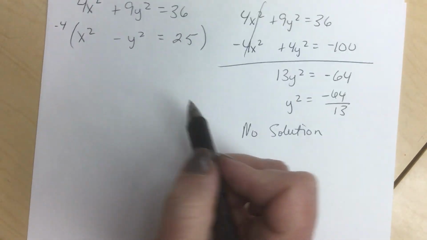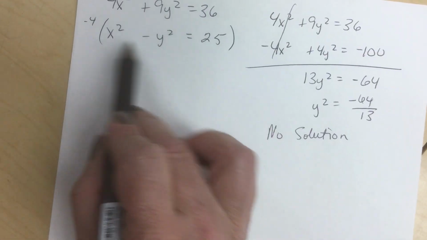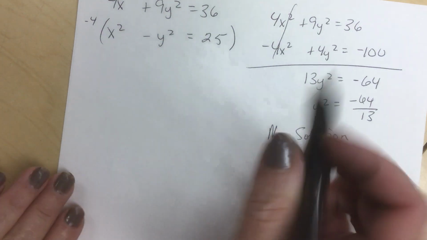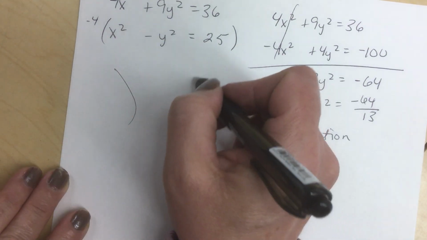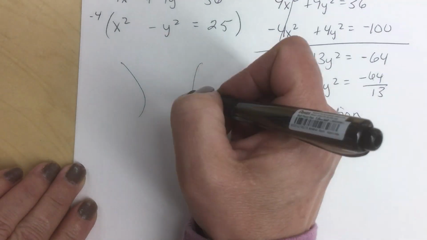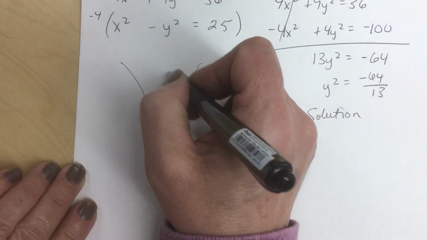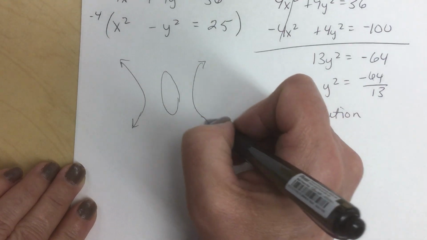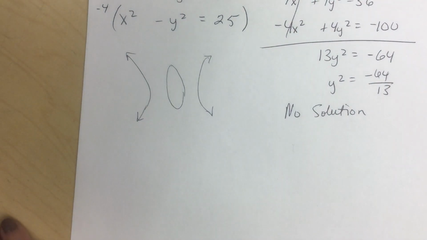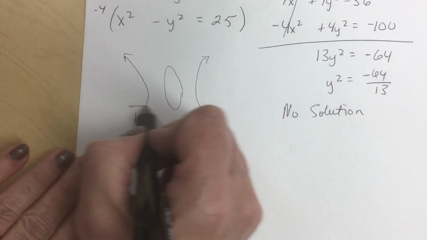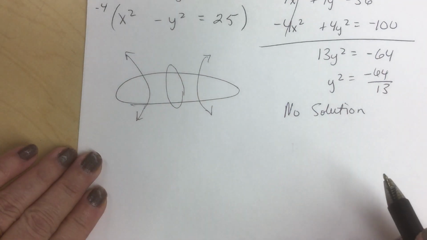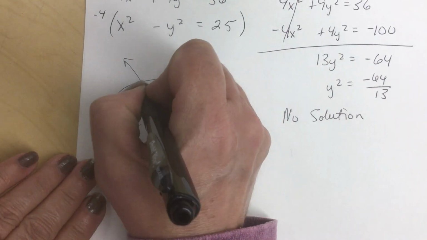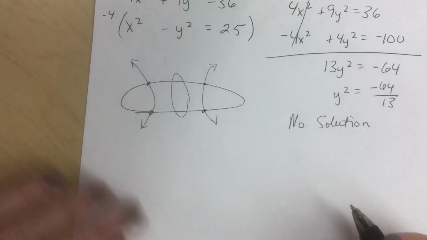So one of them is an ellipse. This one would be a hyperbola. It's something that looks kind of like that. So probably what's going on is you have an ellipse in the middle. The hyperbola will go on forever, and you have an ellipse and it doesn't cross. If there would have been a solution, it would have been something like this, where the ellipse crosses and you'd have 1, 2, 3, 4 solutions.